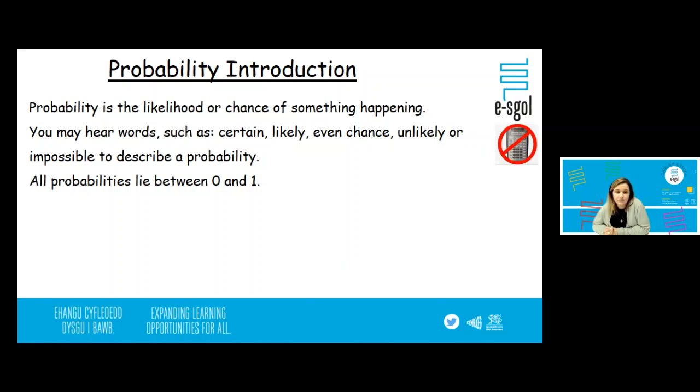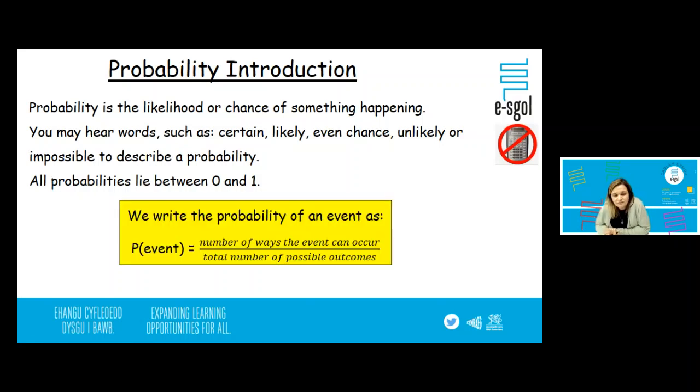Now in higher tier, we wouldn't be using our words. We would be using fractions, decimals, percentages, knowing the fact, written on the screen there, that all probabilities lie between 0 and 1. In order to write a probability as a fraction, this is what we would be looking at. Whatever probability it is that you're trying to find, the number of ways the event can occur, we're going to divide that by the total number of possible outcomes, and that would create a fraction that we can then use.